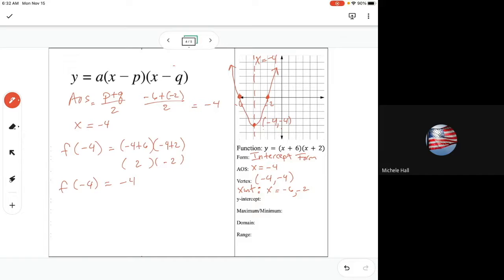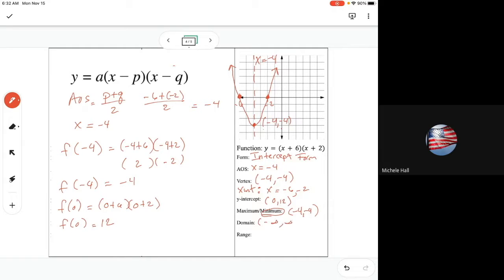Even though I don't need the y-intercept for graphing, questions like this will always ask you where it would be crossing. So when x is 0, I substitute in 0 plus 6 times 0 plus 2, and we get that when x is 0, y is 12. We have a lowest point, and so that makes it a minimum at negative 4, negative 4.